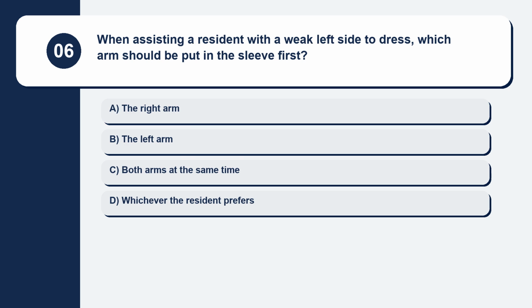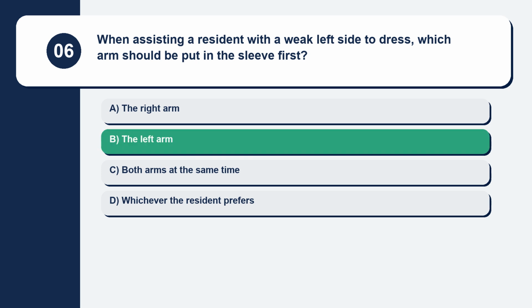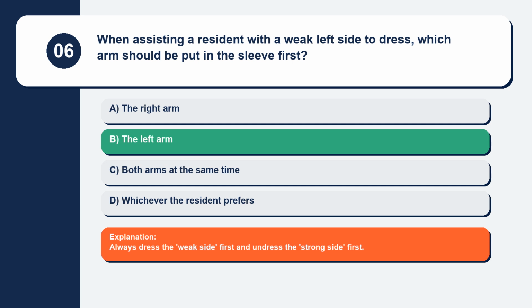Question 6. When assisting a resident with a weak left side to dress, which arm should be put in the sleeve first? The right arm. The left arm. Both arms at the same time. Whichever the resident prefers. Always dress the weak side first and undress the strong side first.